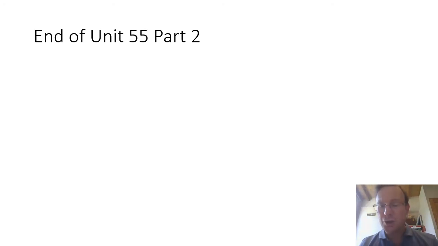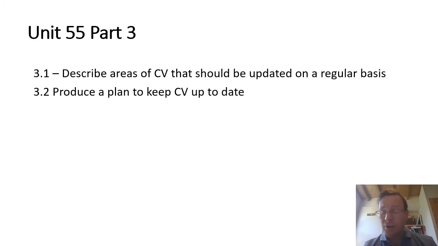So you've now finished part 2. Part 2 was the annotation of your CV, the list of your changes, key developments, and your creation of a brand new CV or an updated CV. You're now going to create a worksheet that covers these two key things, 3.1 and 3.2. 3.1 is describe areas of a CV that should be updated on a regular basis. And 3.2 is producing a plan to keep that CV up to date.